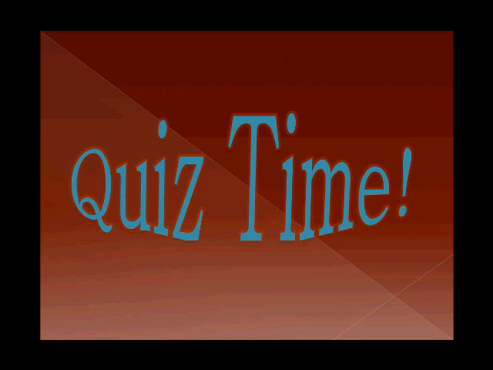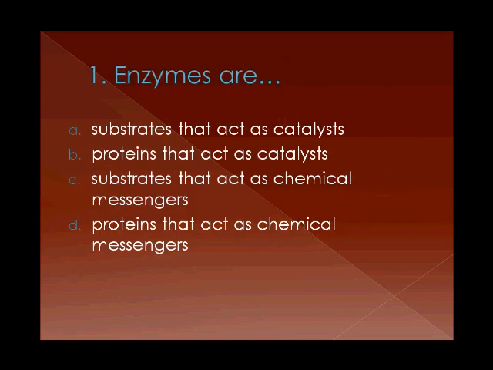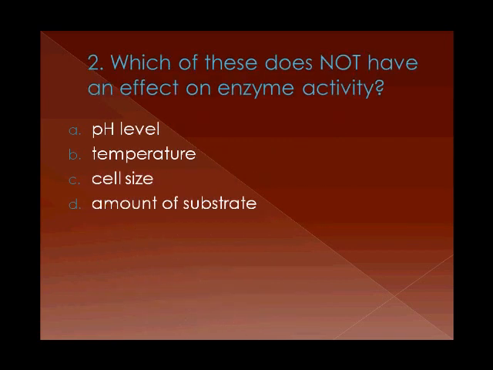So now it's quiz time. First question. Enzymes are: A. Substrates that act as catalysts, B. Proteins that act as catalysts, C. Substrates that act as chemical messengers, or D. Proteins that act as chemical messengers. And the answer is B. Proteins that act as catalysts.